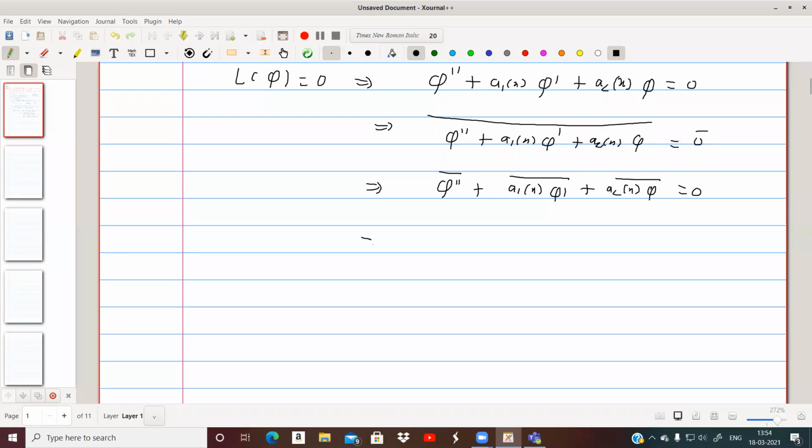Next, phi-bar. Since a1 is real valued, what is its conjugate? The conjugate of this is nothing but itself. So the conjugate of z1 times z2 will be the conjugate of z1 times the conjugate of z2, in which the conjugate of a1(x) is a1(x). Similarly a2(x) is also a real valued function, so its conjugate will be a2(x) times phi-bar, because it is given that a2(x) is a real valued function.